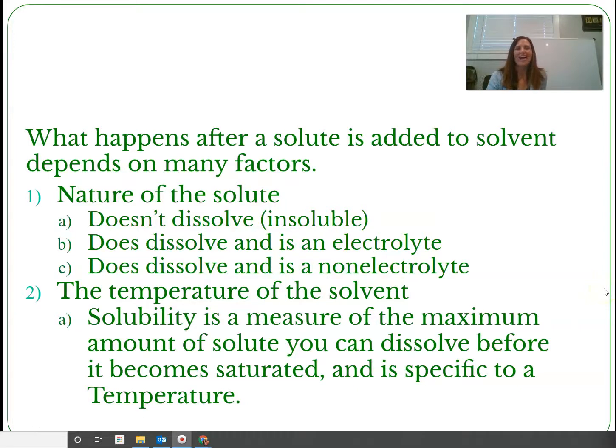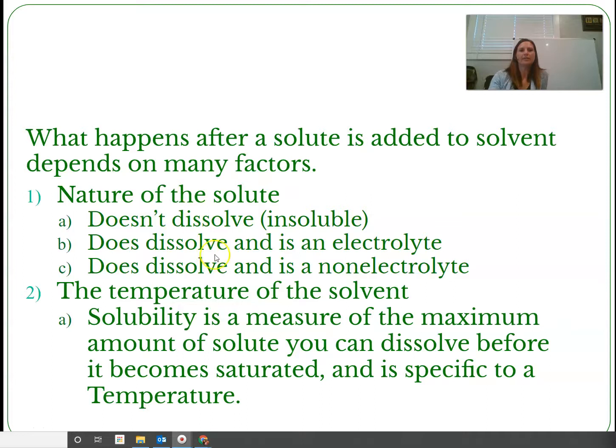Hey guys, today we're going to be continuing our conversation about solutions, specifically homogeneous aqueous solutions. Remember, that means that they are dissolved in water. They are the same throughout, and the particles are small enough to pass through a filter. What we're going to be looking at today is what happens once the solute dissolves.